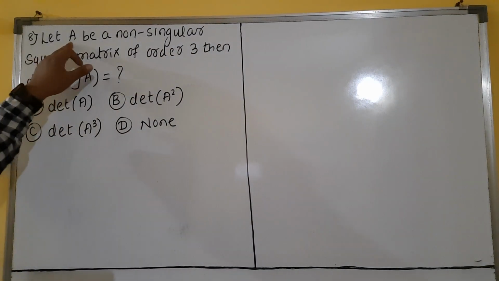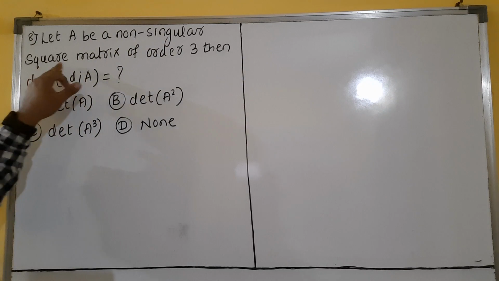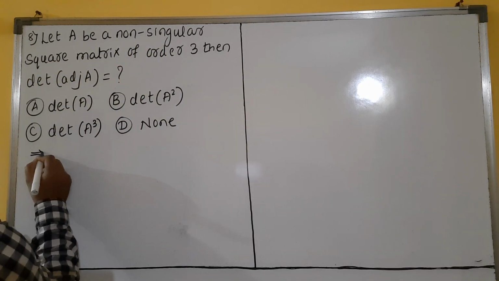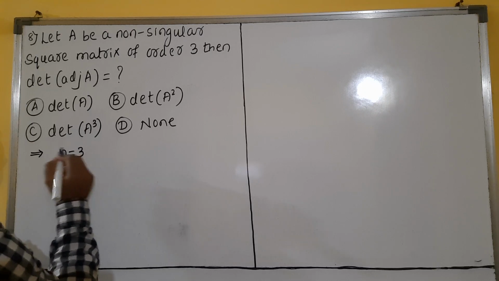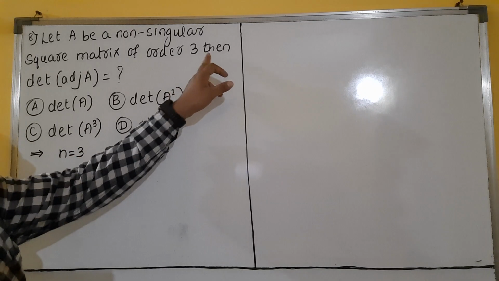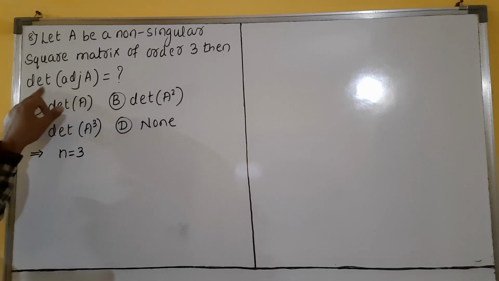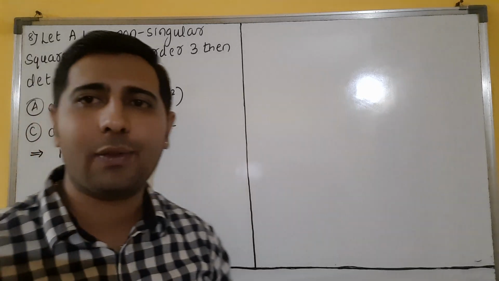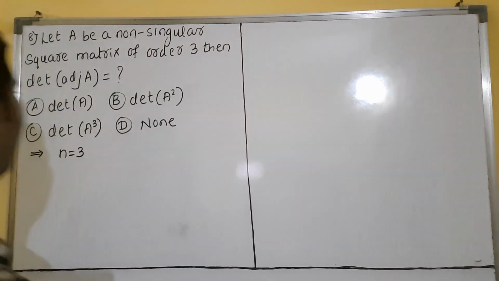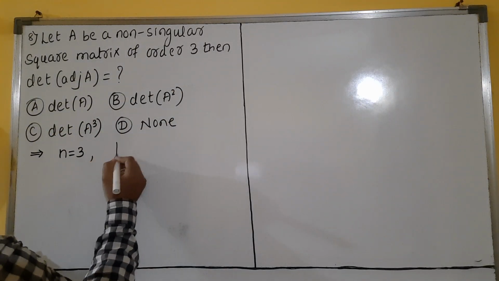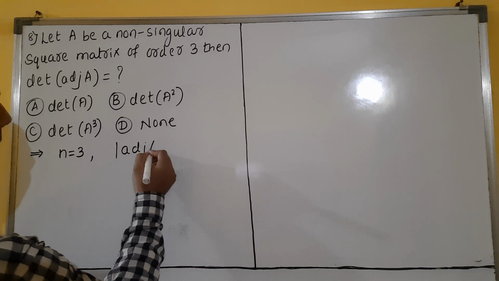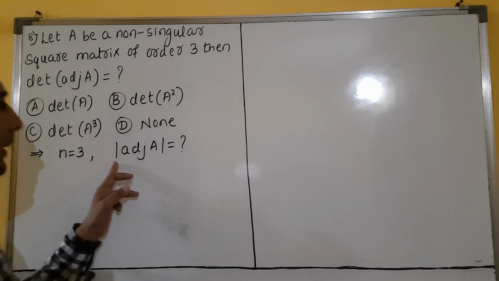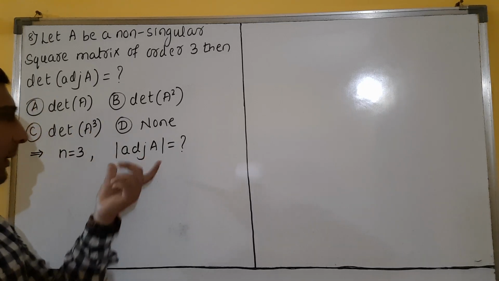Question number 8. Let capital A be a non-singular square matrix of order 3. Order is how much? 3. Order I will represent by small n, dear students. n is equal to 3. Understood? Then determinant of adjoint of A, dear students. What is determinant of adjoint of A? Their question is like this. DET means determinant. Outside you can see determinant.